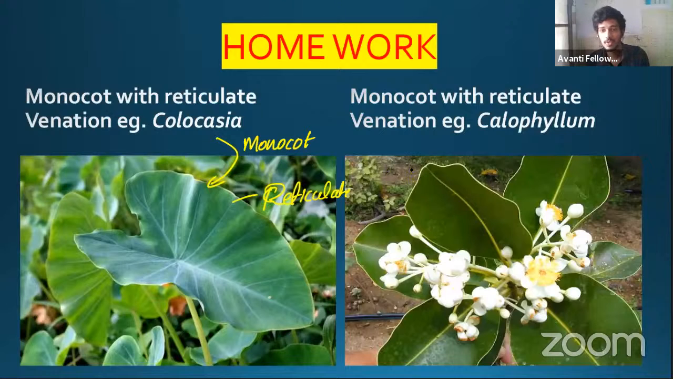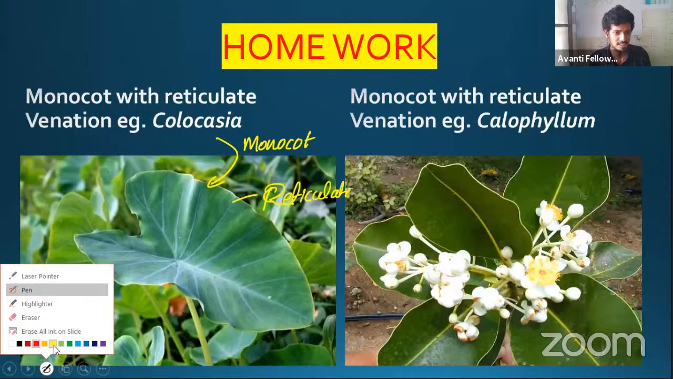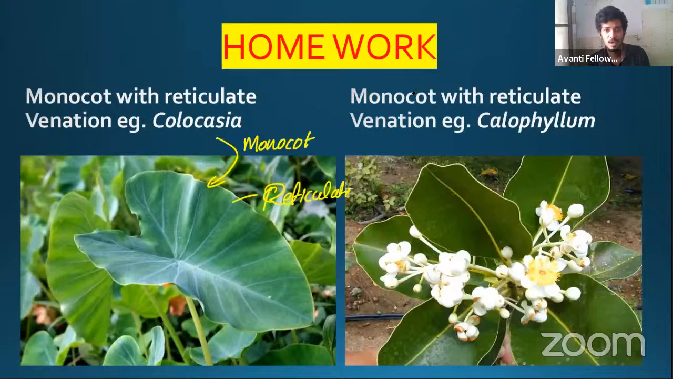And another one, monocot with dicot venation. Sorry, monocot with reticulate venation. Sorry, I made a mistake. Here I had to change the names but forgot to change the rest. So this is not monocot. This is actually dicot with parallel venation. It is okay, it just missed my eyes while correcting it.